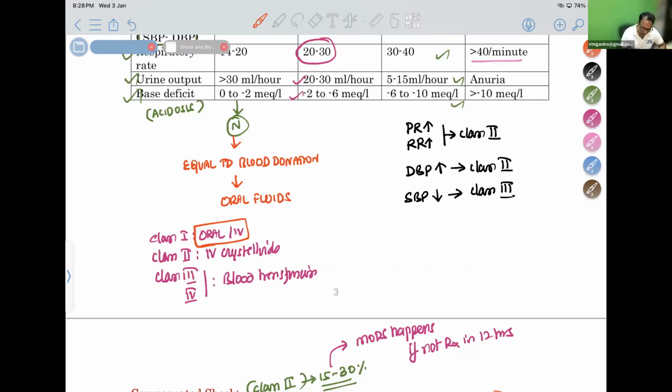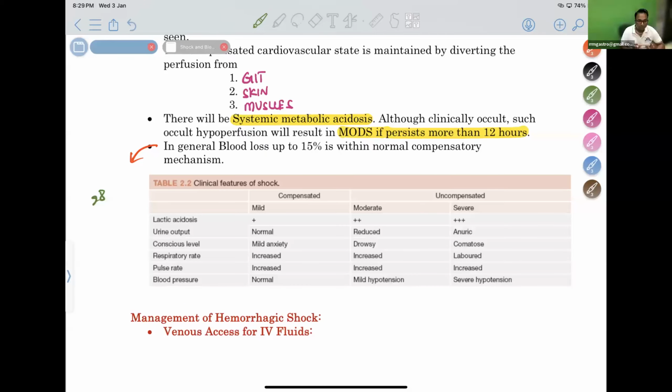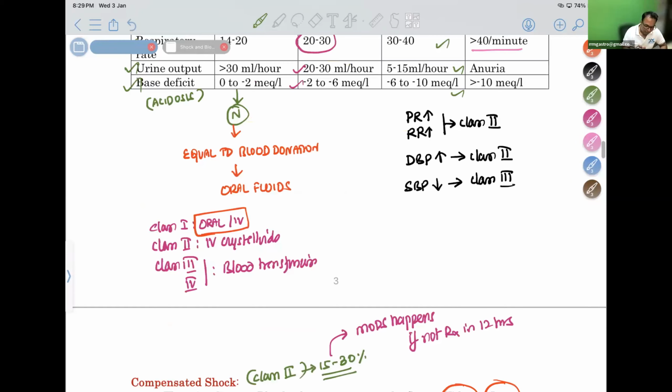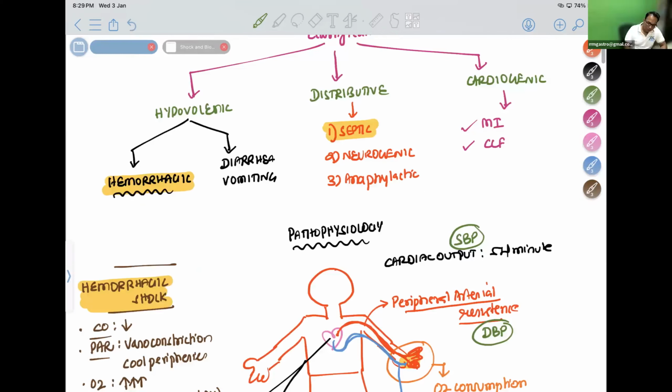And this is another classification in 28th edition Bailey. The 28th edition Bailey has given a classification of clinical features of shock. In fact, you can write this table in the beginning itself. In an essay question, you can write the clinical features of shock, pathophysiology of shock, and the classical clinical features of shock, compensated, uncompensated, here.